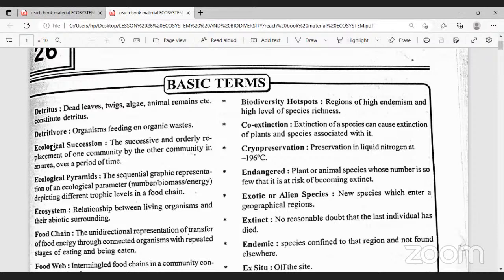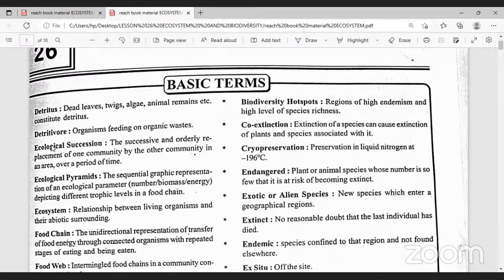What is meant by constituents? Nothing but the composition of the molecules, isn't it? They are all collectively called what? Detritus. And the second one is detritivore. What is meant by detritivores? Organisms feeding on organic waste. What is the meaning of organic waste? After death, what happened?